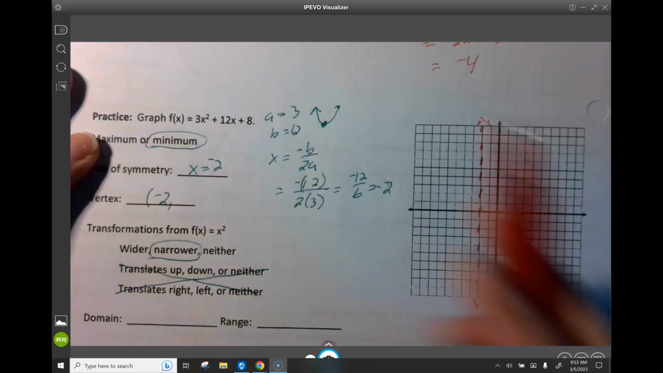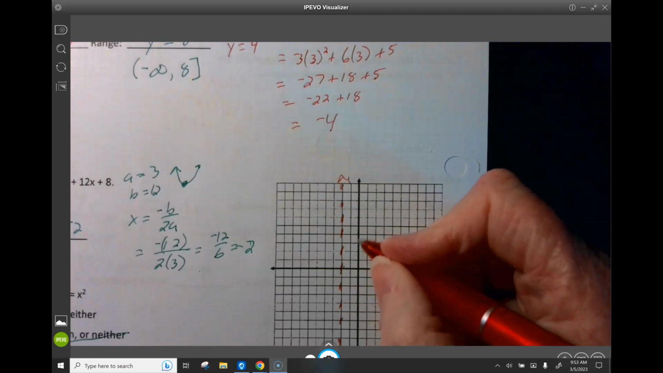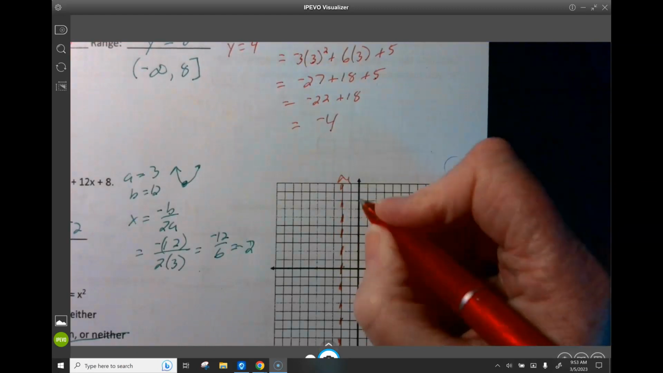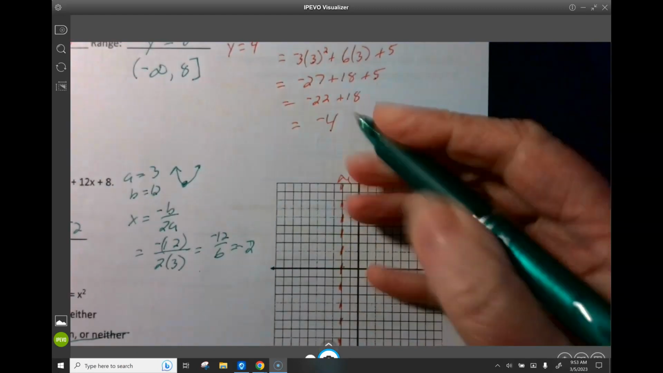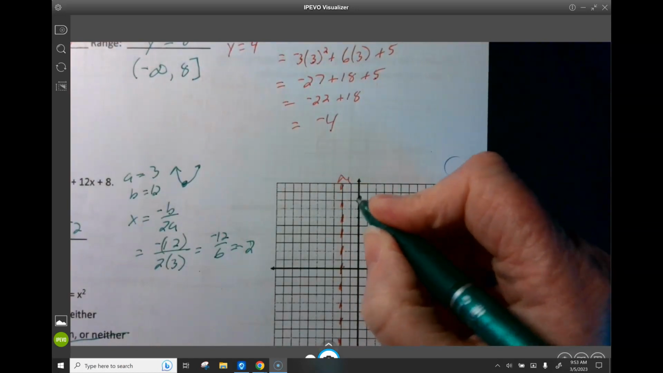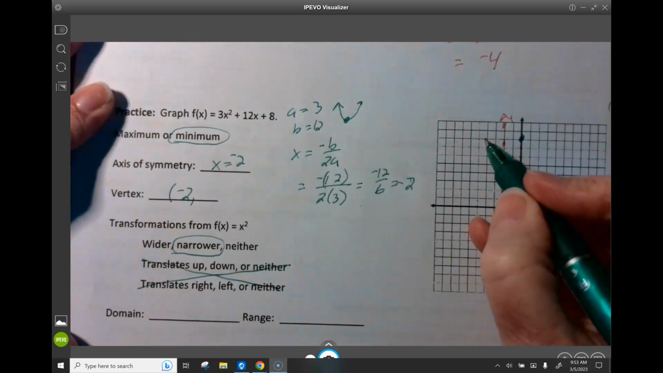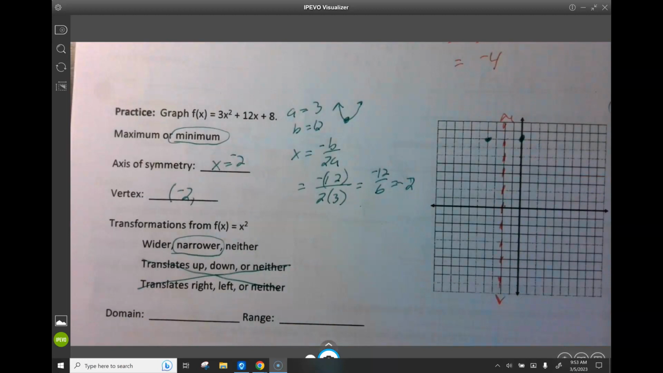Wasn't my y-intercept 8 on the last one? No, that was my vertex. Okay, so here we go: 1, 2, 3, 4, 5, 6, 7, 8. And there is my y-intercept. Okay, buy one, get one. Since we have our axis of symmetry, I have 2 away here, so I'm going to go 2 away there. So I already have my y-intercept.